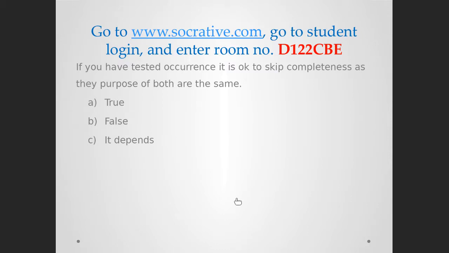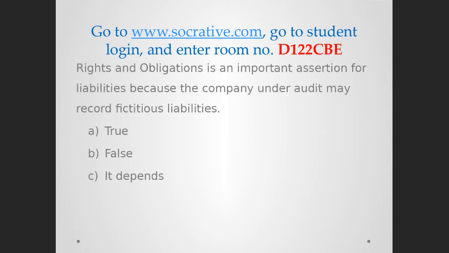So most people said false, and that is correct. The occurrence and completeness are totally opposite. Occurrence is the management's guarantee that everything that is recorded happened. Completeness is the guarantee that everything that happened was recorded. So they're totally opposite of each other. You cannot replace one with the other. Is that clear? Any doubt about this? Okay, next one.